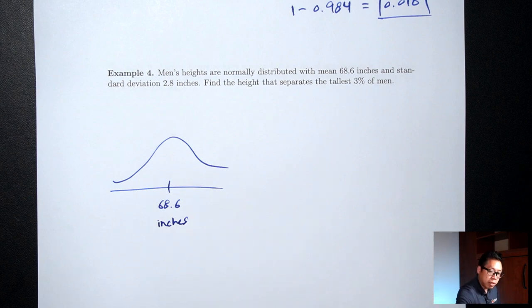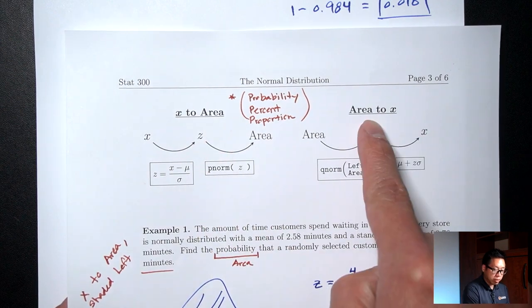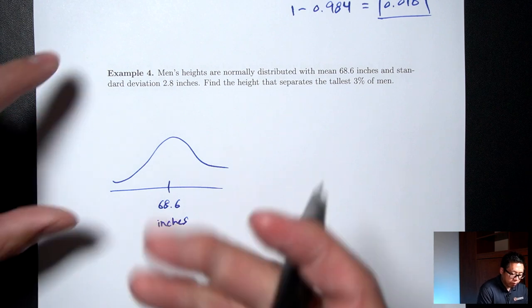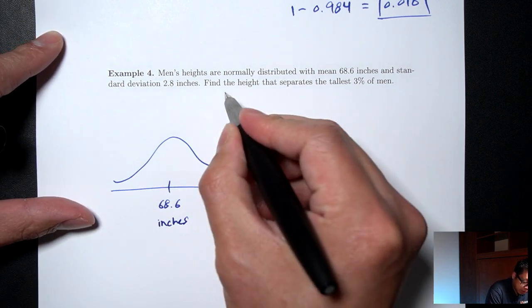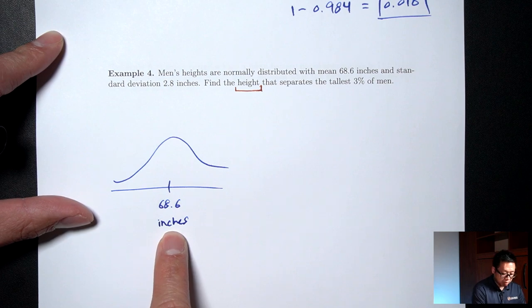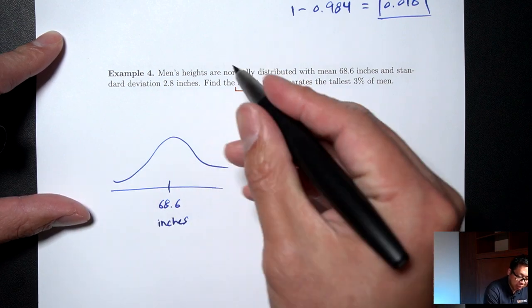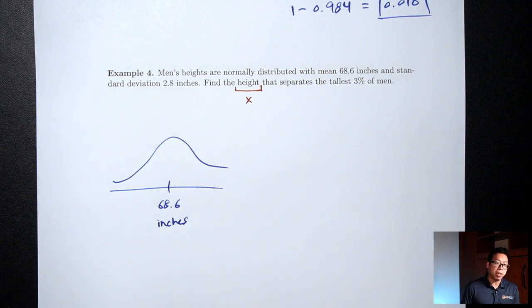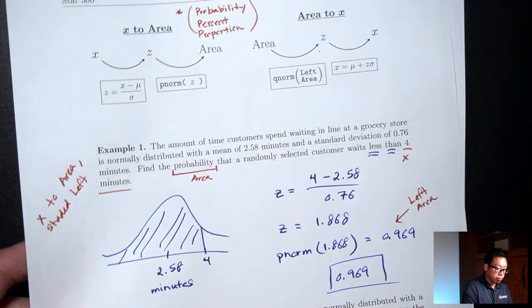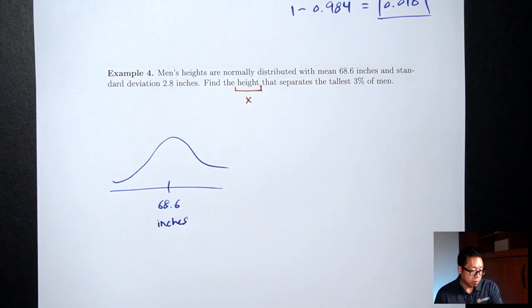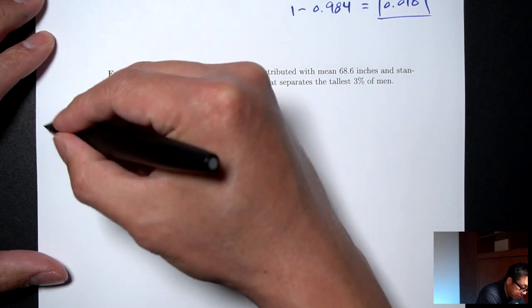Anytime I see inches, that's an x. Next thing I need to decide is whether this is an x to area or an area to x. Let's read the last sentence, the question. Find the height. Is the height an x or an area? Inches, which is height, is the x. So this is saying, find the x. I want x as my final answer. Which one ends with an x, x to area or area to x? Area to x. So this is going to be an area to x question.